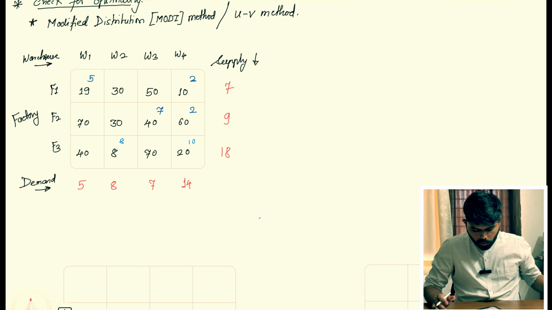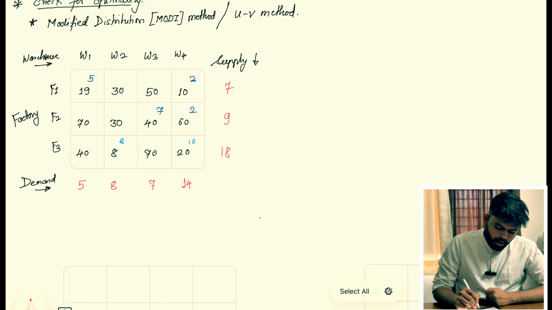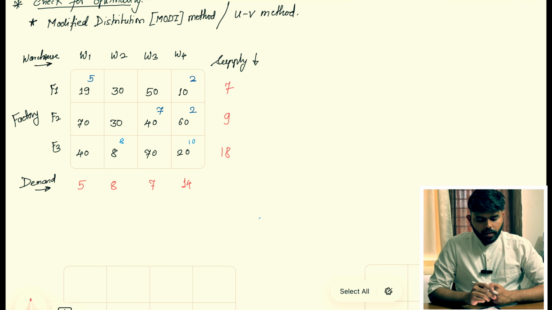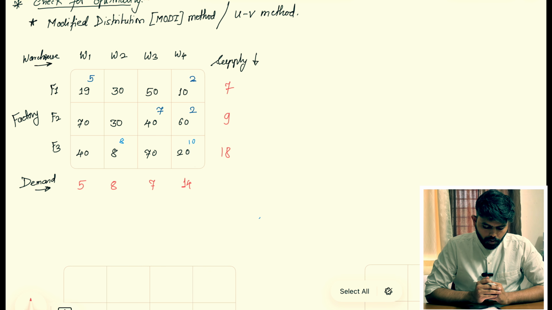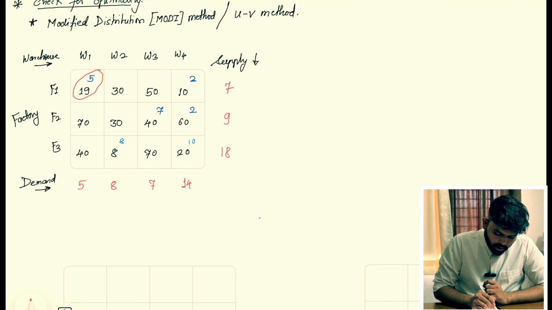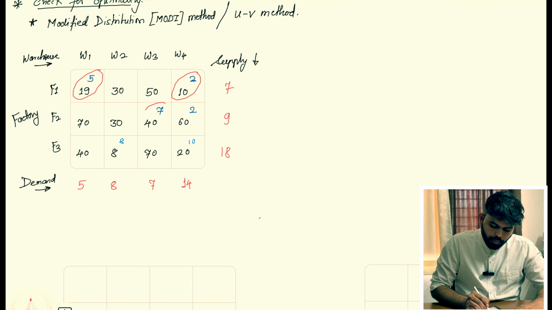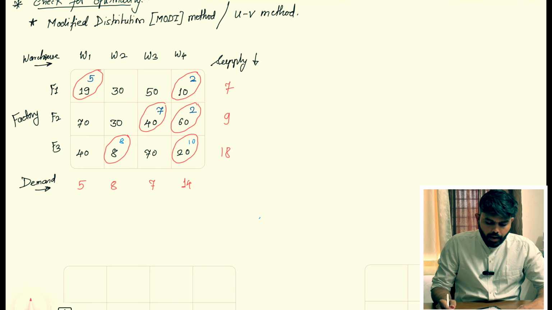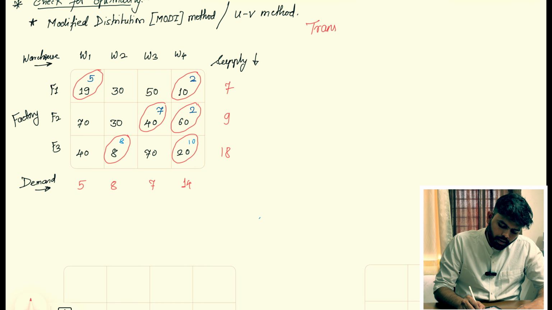Okay. So here you can see in this particular numerical there are 3 factories and 4 warehouses, and we have 6 allocations. So this was the first allocation. The solution of this numerical by Vogel's approximation method is already in the previous video which is uploaded. So we have got 6 non-negative allocations.